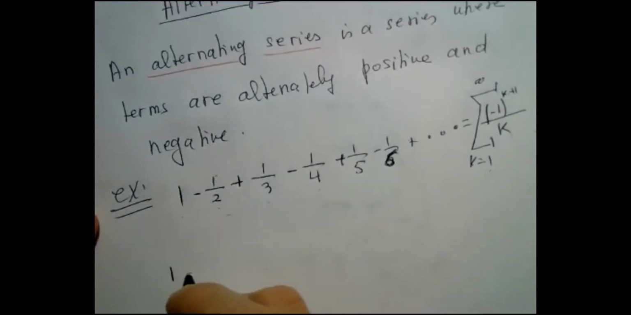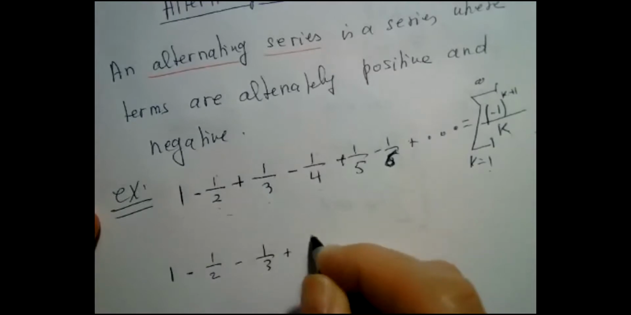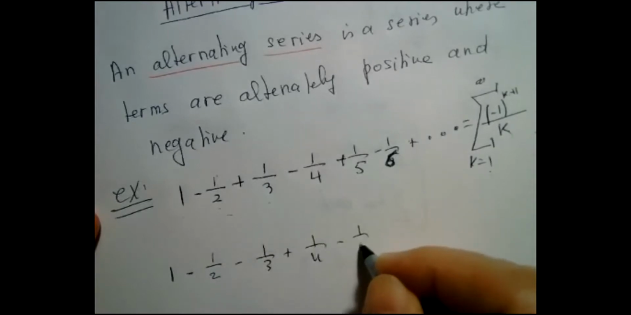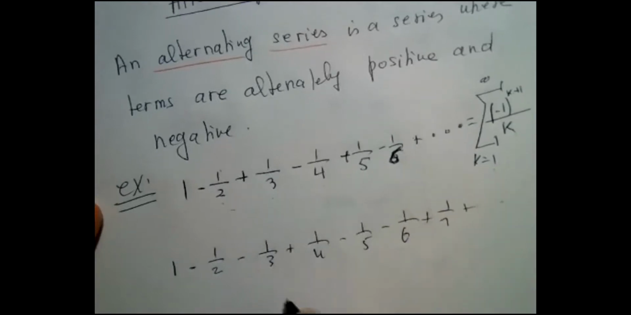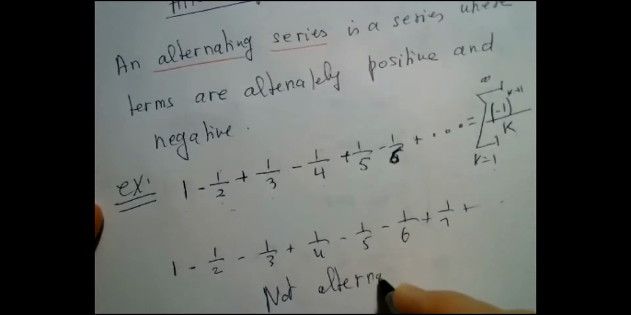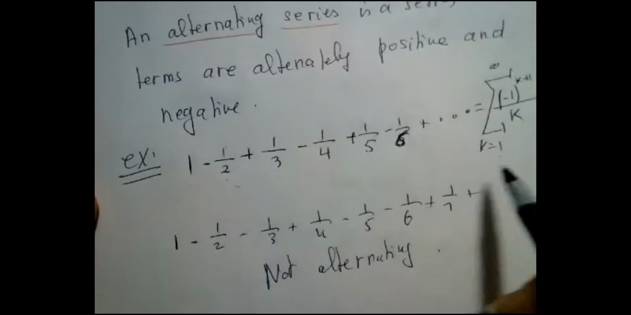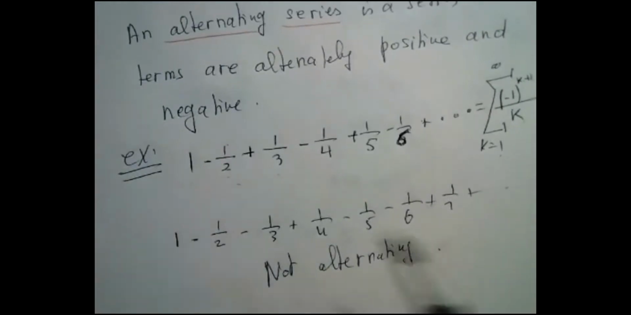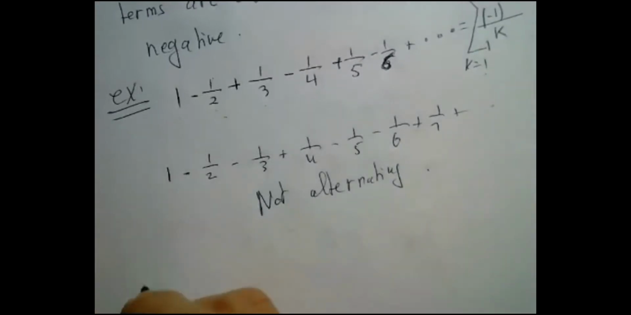Now, however, something like this is not alternating. So this is -1/3 plus 1/4, let us say -1/5 plus 1/7, etc. This is not alternating. So to be alternating, the terms have to be positive, negative, positive, negative. They cannot be negative, negative, positive, or so on and so forth. So that's what an alternating series is.